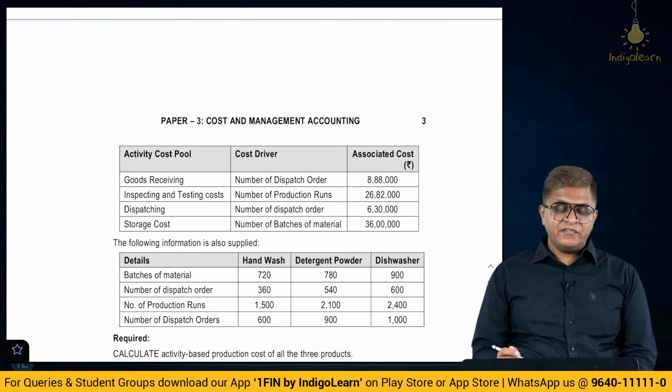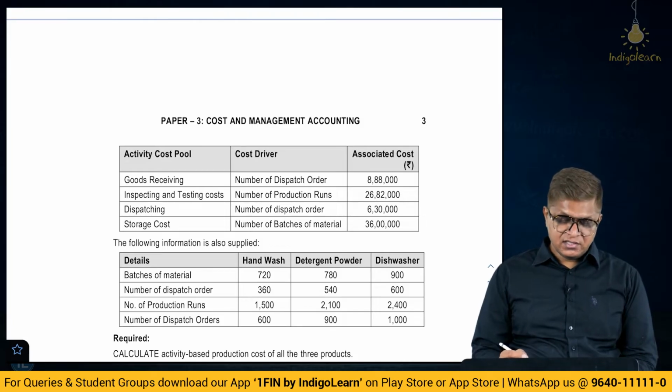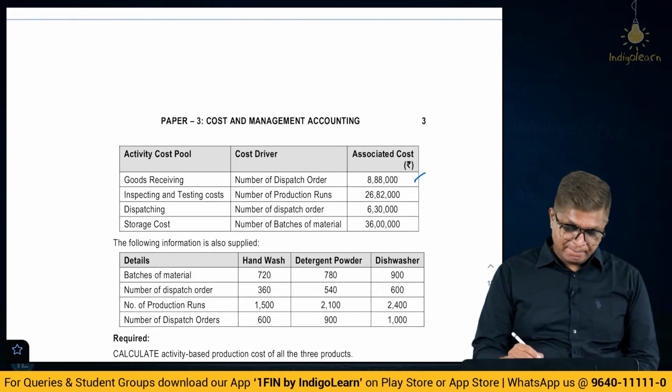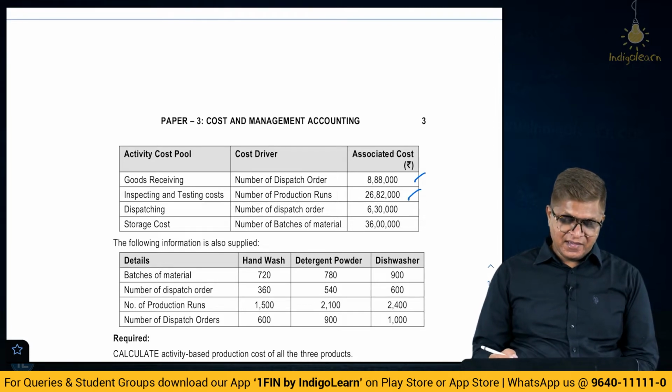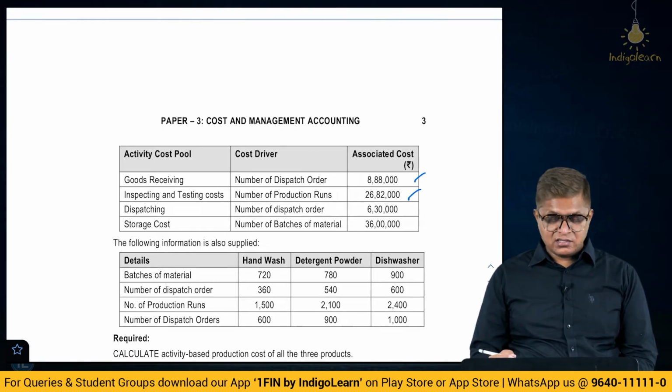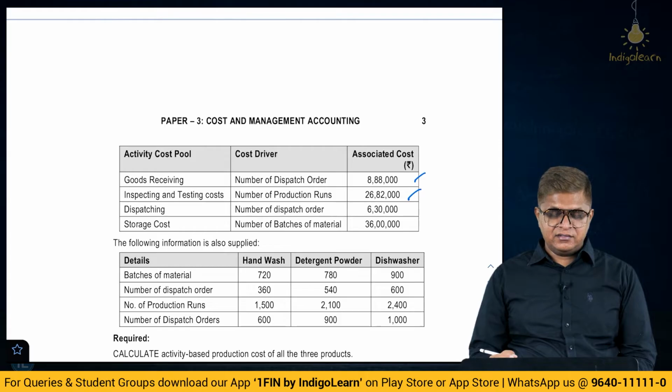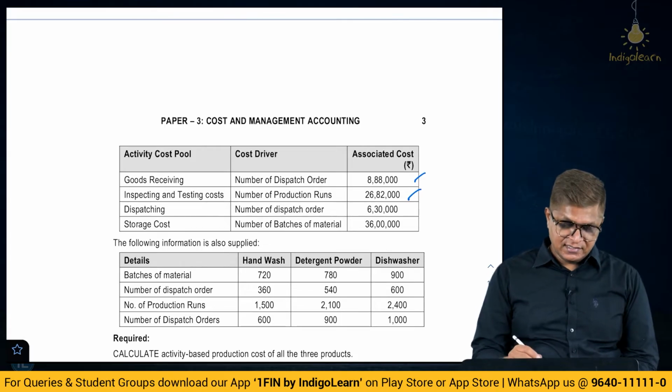So they have identified the cost pool as goods receiving. The cost driver is the number of dispatch orders, associated cost 8,88,000. Inspecting and testing, number of production runs, is 26,82,000. Dispatching, cost driver number of dispatch orders, cost is 6,30,000. Storage cost, the cost driver is number of batches of material and the associated cost is 36 lakhs.